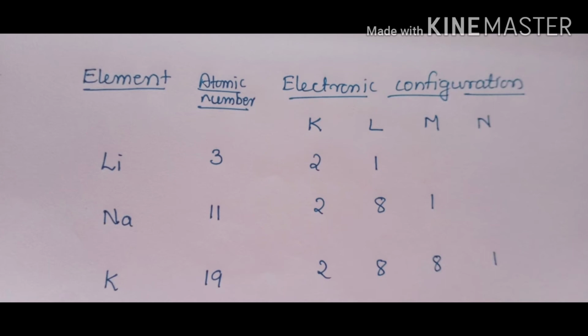For example, these are some elements in the first group, and the electronic configurations of these elements contain only one electron in the outermost shell. By losing that electron, it will attain stable electronic configuration, that is completely filled electronic configuration. So, the valency of all the first group elements is 1.